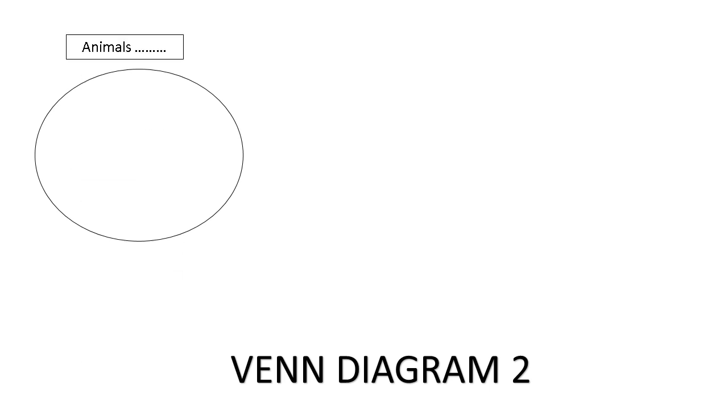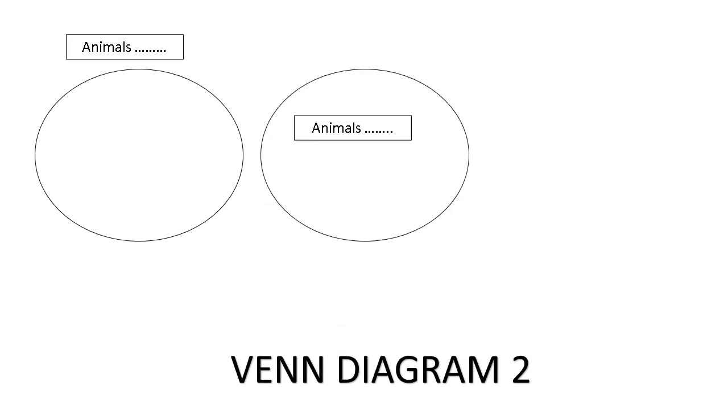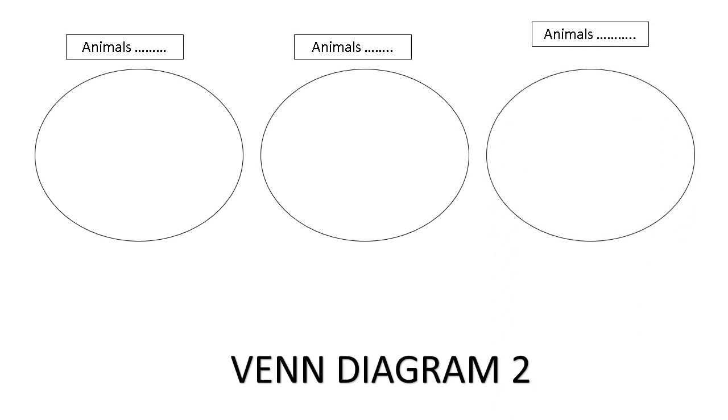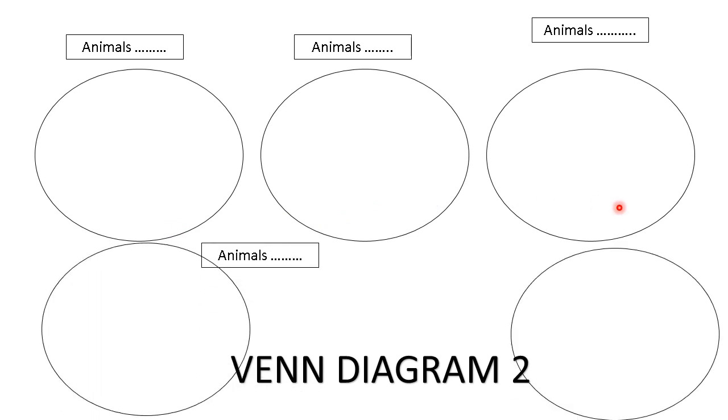In the same way, I'd like you to draw a second set of Venn diagrams, and you decide how many groups you want to have, whether you want 2 or 3 or 4 or even 5. You need to label the groups, so animals with, I don't know, depending on the groups that you create.